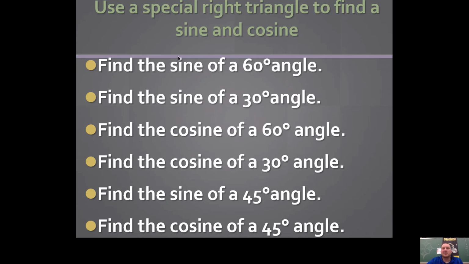This video is for section 7.6 on sine and cosine. We're going to use a special right triangle to find sine and cosine. This will be the last video for this section.